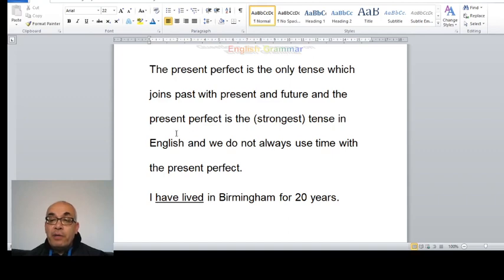So, I have lived in Birmingham for 20 years. Here I use time. And have lived is present perfect. But I can say, I went shopping yesterday. This is past, went. I can make it present perfect. I have gone shopping. Full stop. No time. I can say, I visited my friends last month. Full stop. Visited is past. Last month is time. We use it with the past simple. But if I don't want to use last month, I say, I have visited my friends. Full stop. So I don't use time with the present perfect all the time.